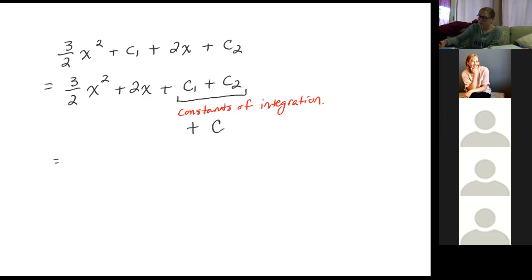So this becomes 3/2 x squared plus 2x plus c. So I can do all of my integration steps, all of my finding my antiderivatives, and then as a very last step in my solving process, I can just add this c on the end. So I don't have to worry about it in the middle of calculating. Okay? So that makes things a little bit easier.